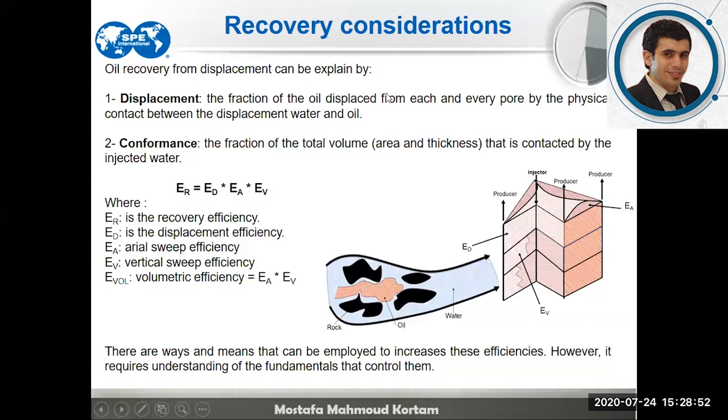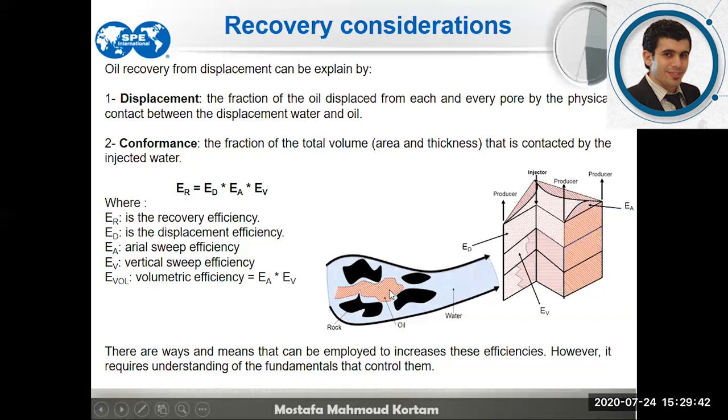The overall recovery efficiency is a multiplication of the displacement efficiency. The displacement is how the oil is displaced when it is contacted by the water. For example, the water has displaced some of the oil and left some of the oil trapped, and the course of the water direction and movement will bypass and leave that amount of oil trapped, owing to what we call the displacement efficiency. So this is a representation of the displacement efficiency: water comes and gets out without displacing this oil, moving around that oil and not displacing it effectively.